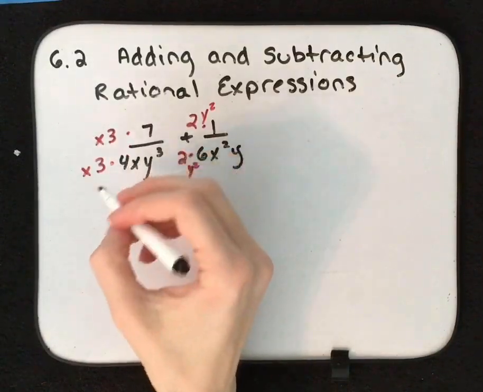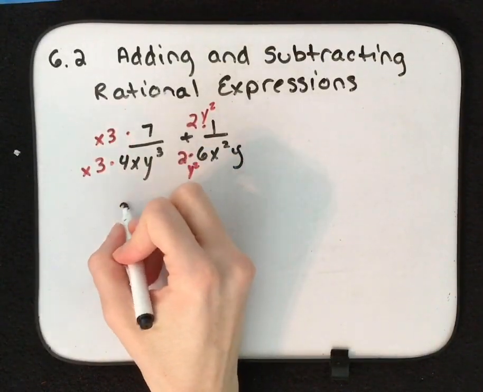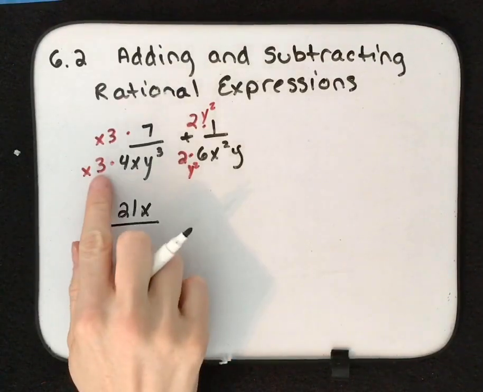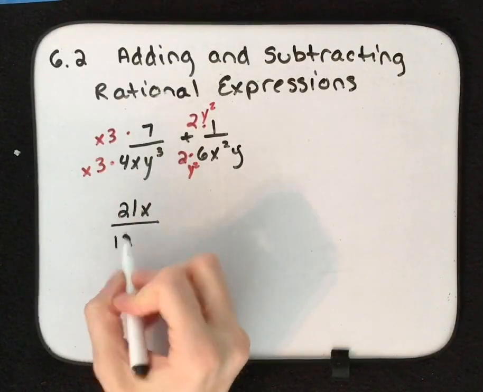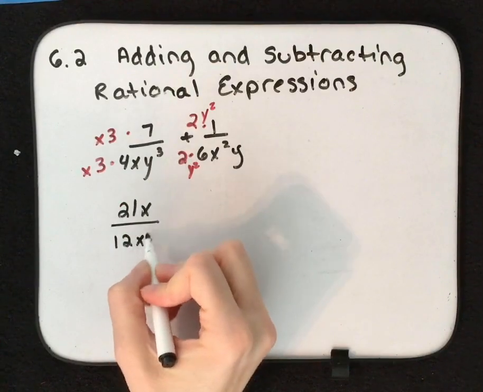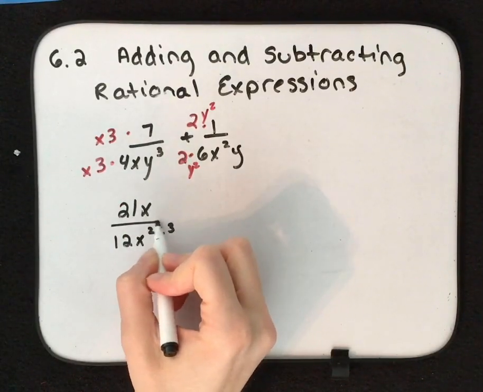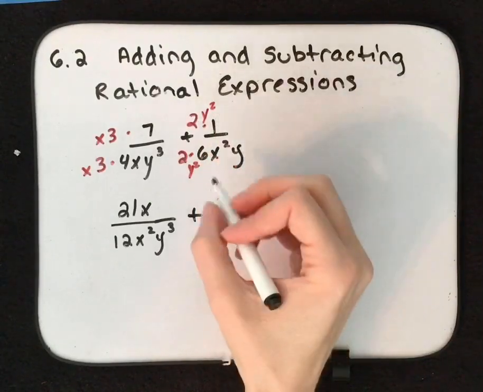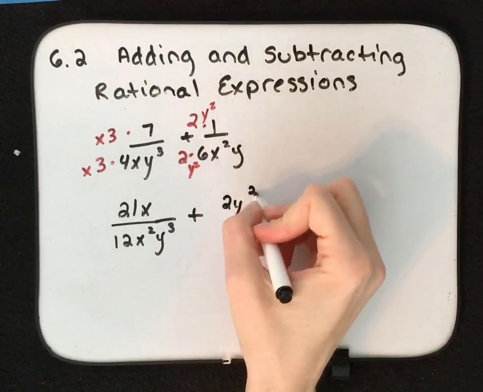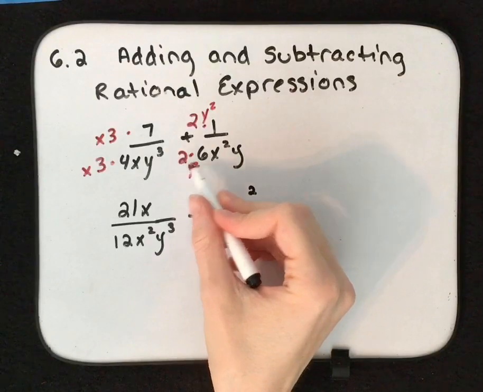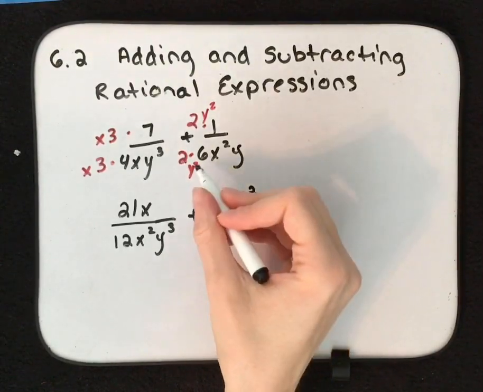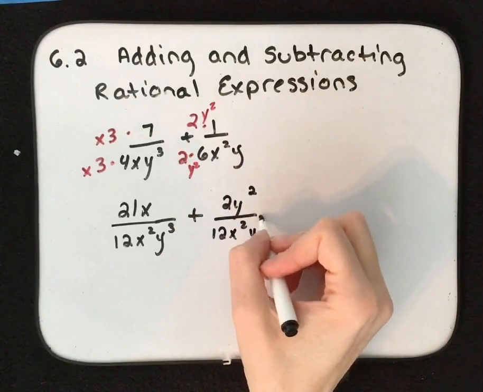X times 3 times 7, well 7 times 3 gives us 21. Usually you see the x on the other side, so I'll move that over. 3 times 4, there's our 12. X times x is x squared, y to the third. We have our plus. 2y squared times 1 is 2y squared. 2 times 6 is 12. We have x squared. Y squared times y is y to the third.